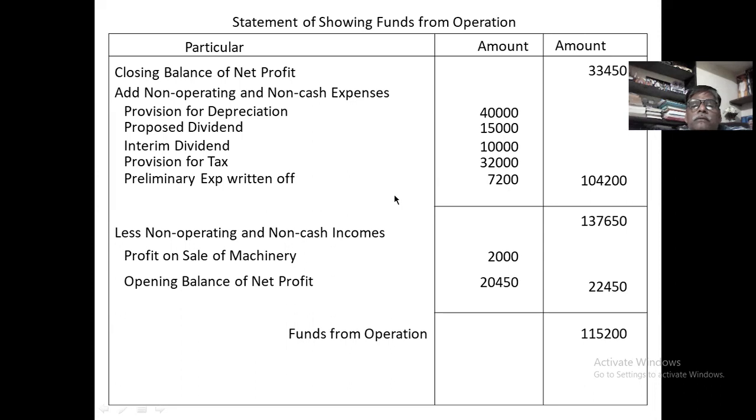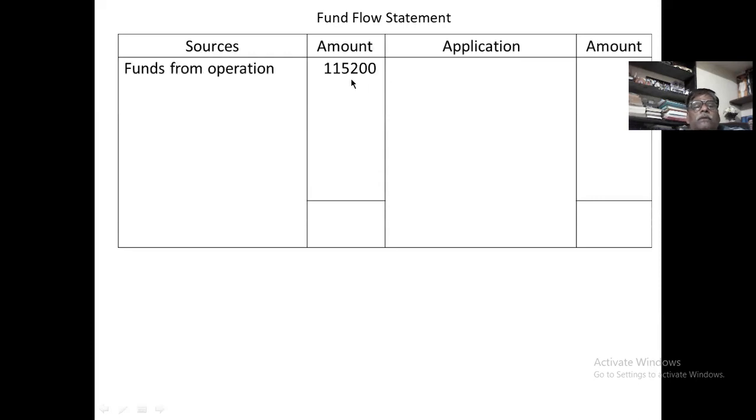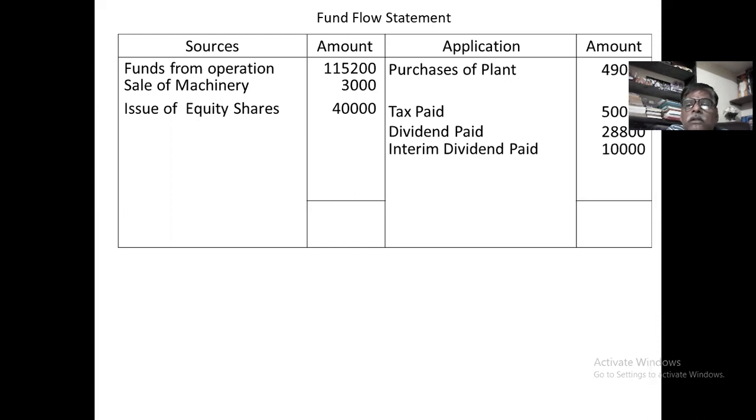Fund from operation completed. Now you prepare the fund flow statement. Okay. First you write fund from operation 1,15,200. Then sale of machinery is 3,000. Issue of equity shares 40,000. Increase in equity share 40,000. Then purchase of plant 49,000. This is from fixed assets. Okay. Tax paid 50,000. Dividend paid 28,800. Interim dividend 10,000. Then increase in working capital 20,400.